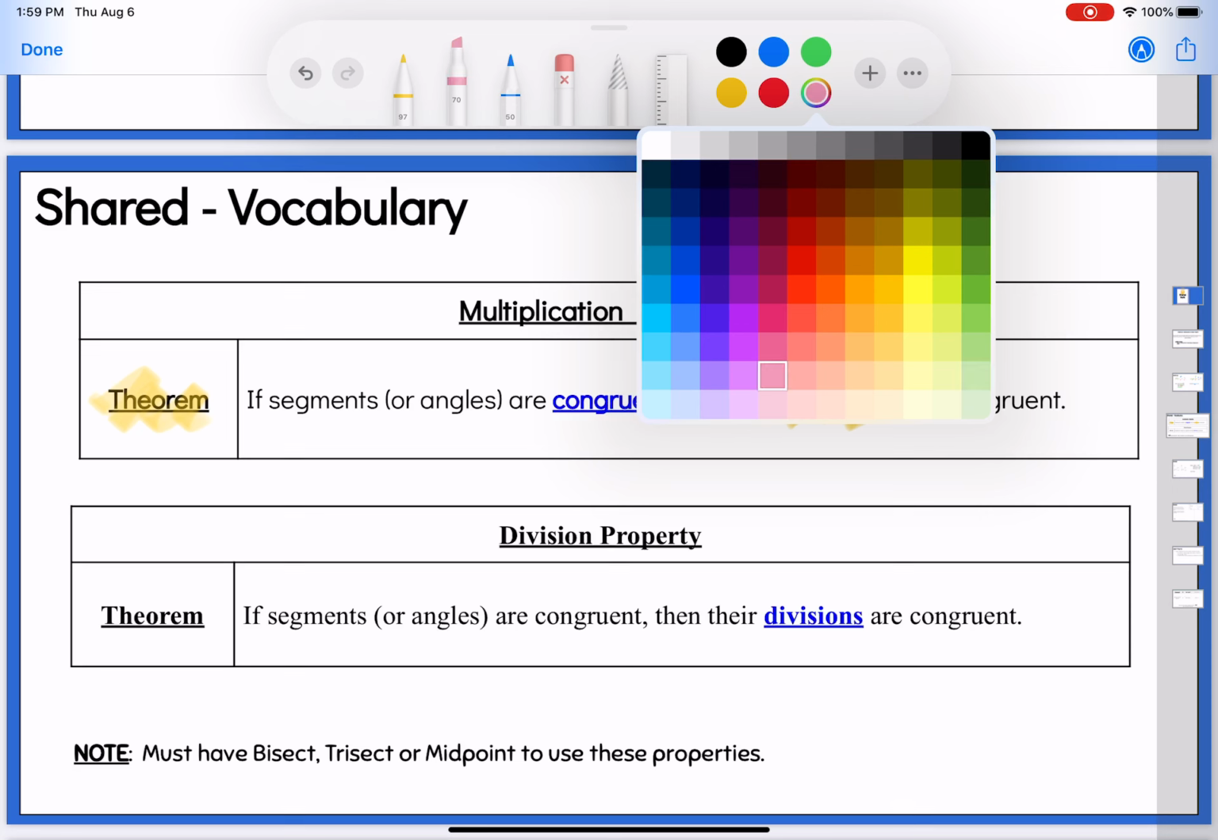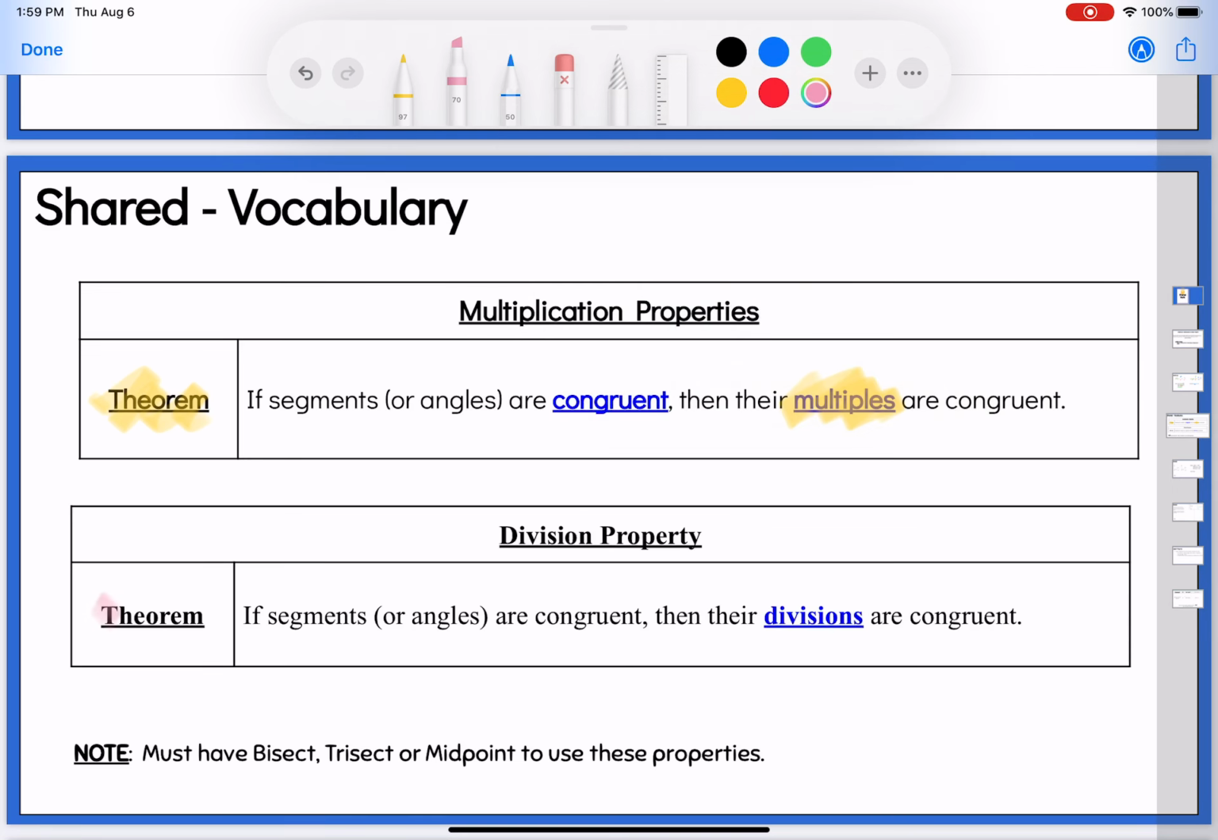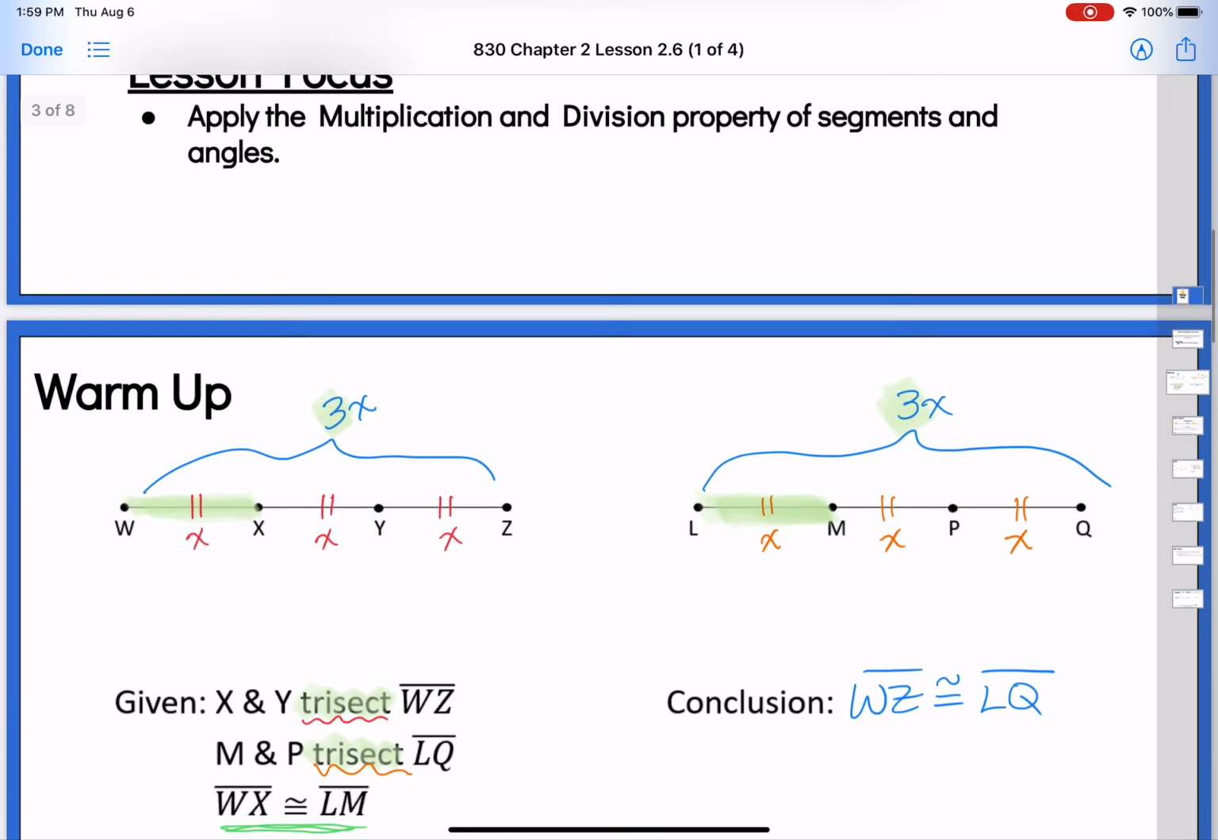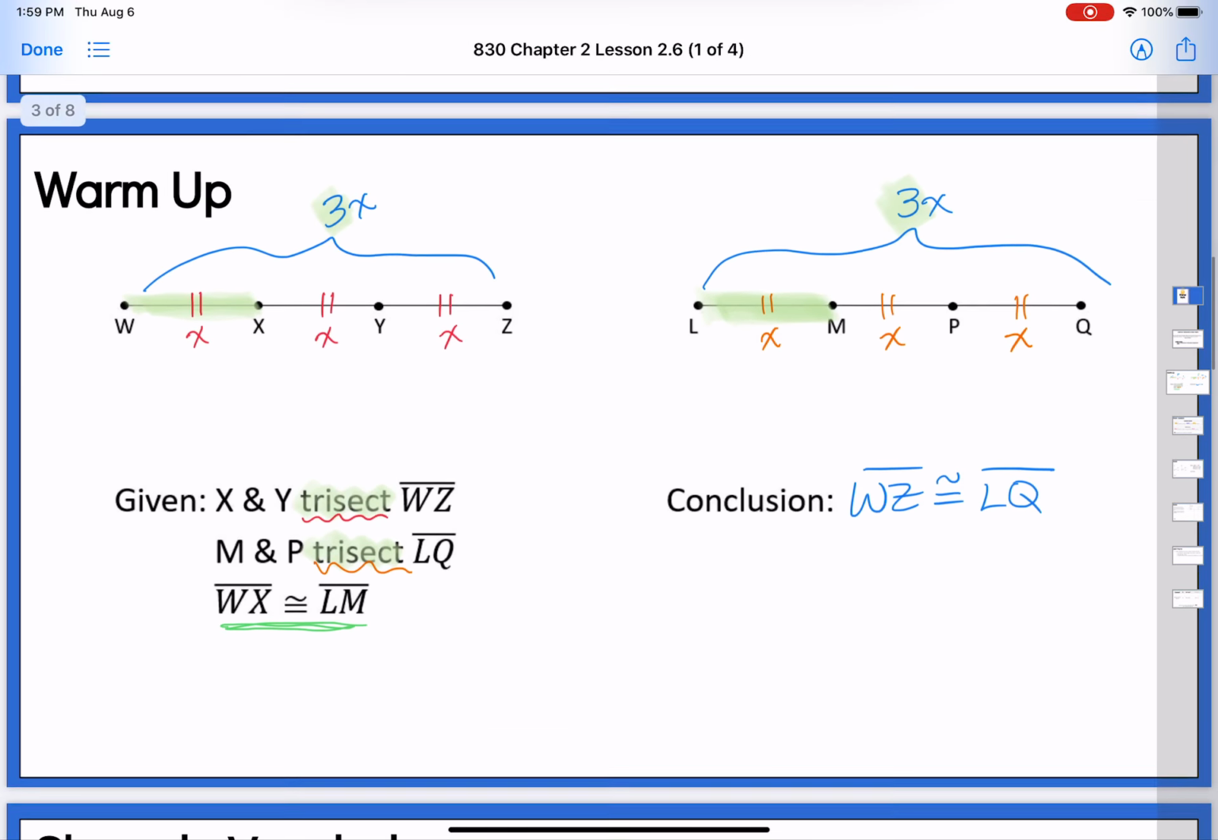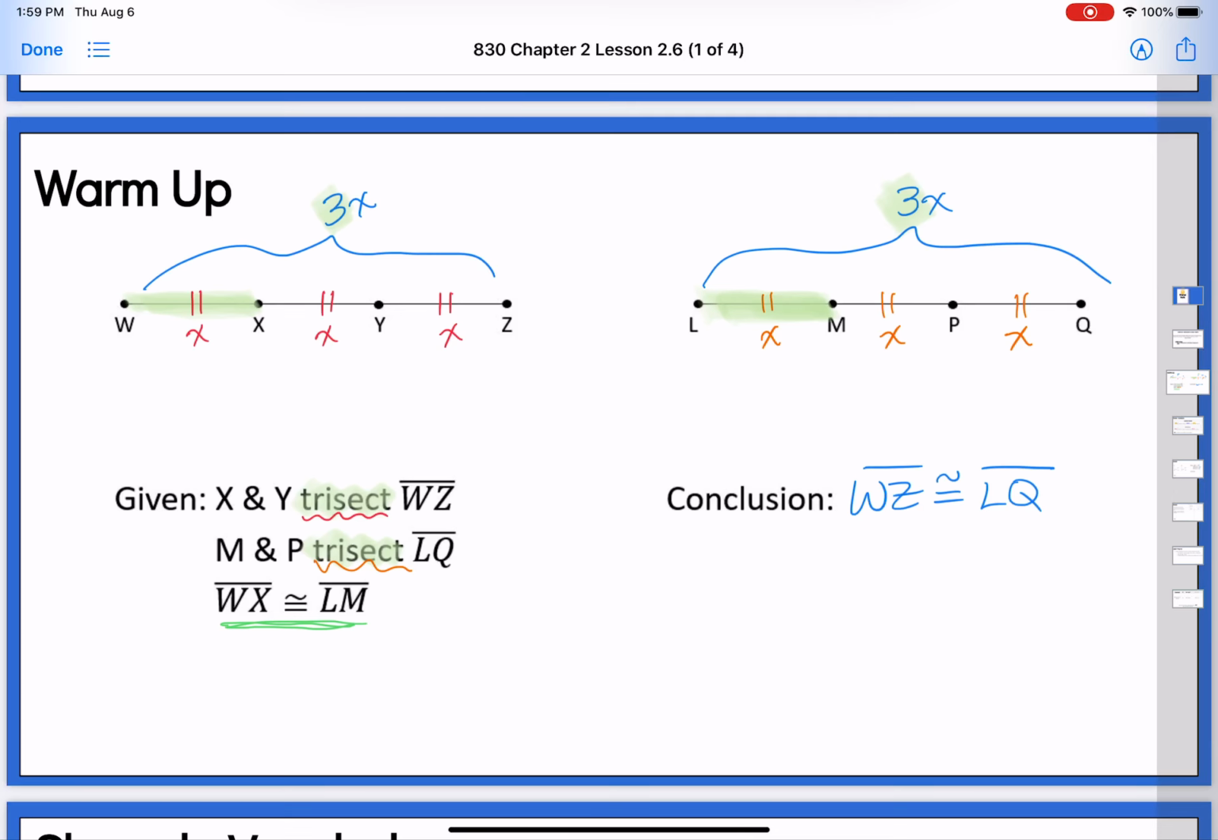I'm not going to make you come up with that second one, but you probably got the idea, right? Same thing here. If segments or angles are congruent, then their divisions are congruent. Works the same way. If I had given you that the big parts were congruent here, and I knew that I had trisected it, then you could tell me the little parts were congruent. That would be the division property. Now remember, the thing that made this work was that word trisect for each of them.